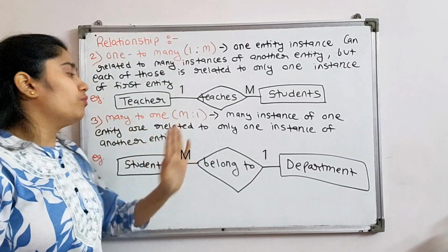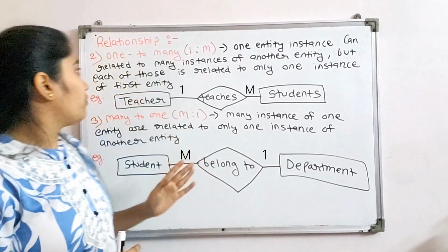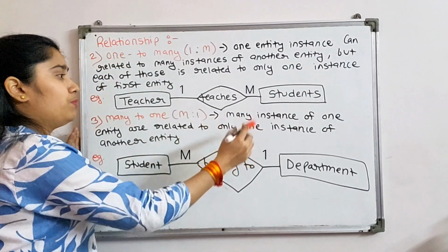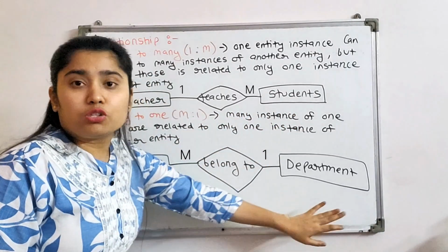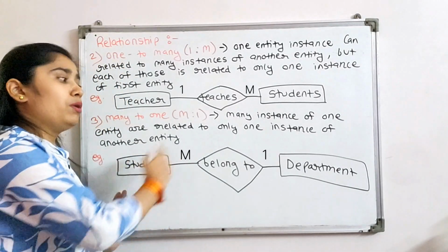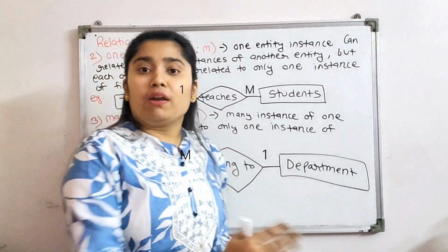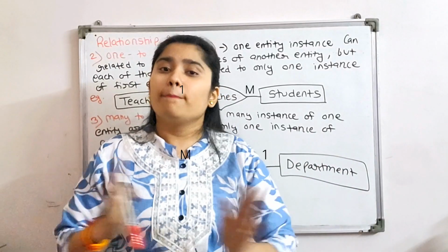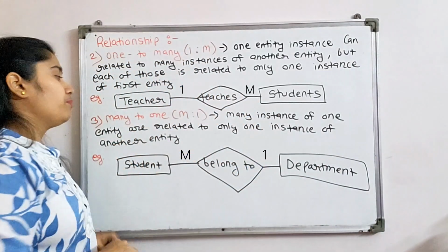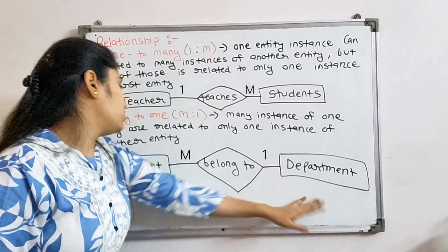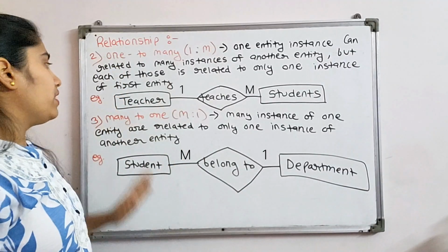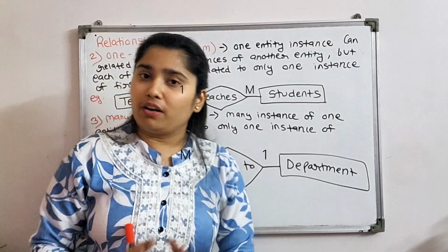So, many to one is the reverse of one to many. Here it is saying that many instances belong to only one instance of the other entity. Here are many students that belong to only one department. One department has many students. So, I hope you are clear that many instances of one entity are related to only one instance of another entity. I hope you are clear with the one to many relationship and the many to one relationship.